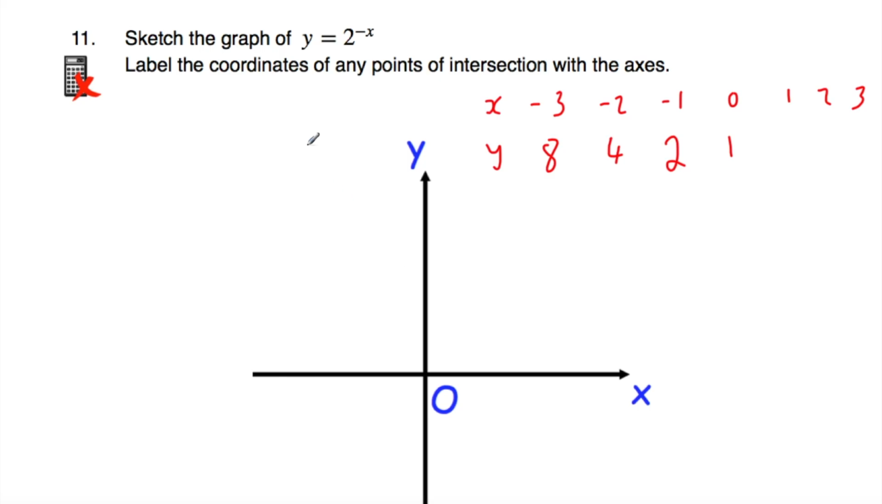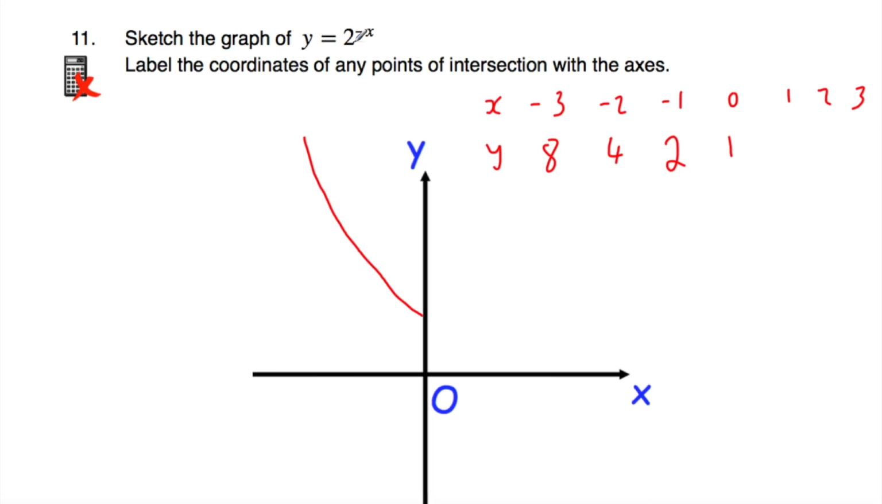0, 1. So it's actually the same as the exponential graph that we've looked at so far, but it's coming down the other way. Rather than it going up this way, it's coming down this way. So really what you're going to find here is this graph is a reflection in the y-axis.